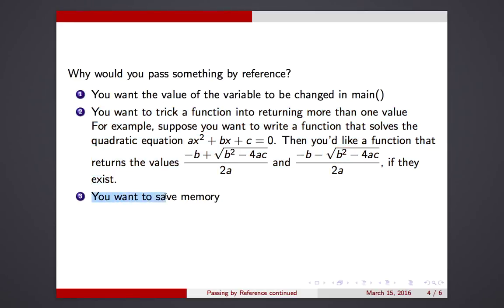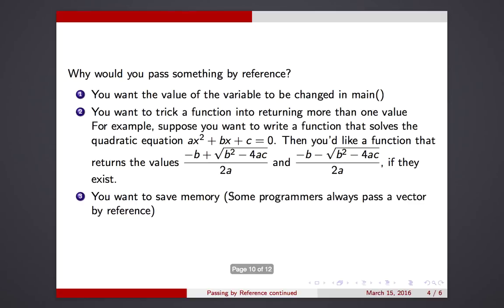This item 3, I'm not going to show you an example of. I just want to point out that passing by reference saves memory because you don't have to create a new storage space in which to pass by value. So for example, some programmers always pass vectors by reference simply to save memory. Now you have to be careful with that because if you're passing by reference, you are going to change that vector in the function below, possibly. So you have to be careful that you're not changing a vector in the function if you don't want it changed back up in main.